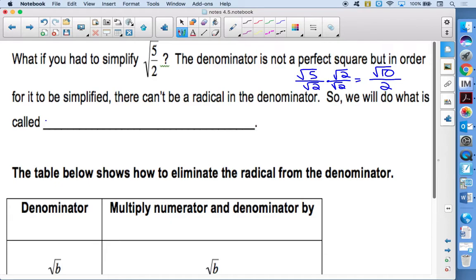Chelsea? Isn't it like rationalizing the denominator? Terminated. So it is rationalizing the denominator. I like Terminator better. Yeah?